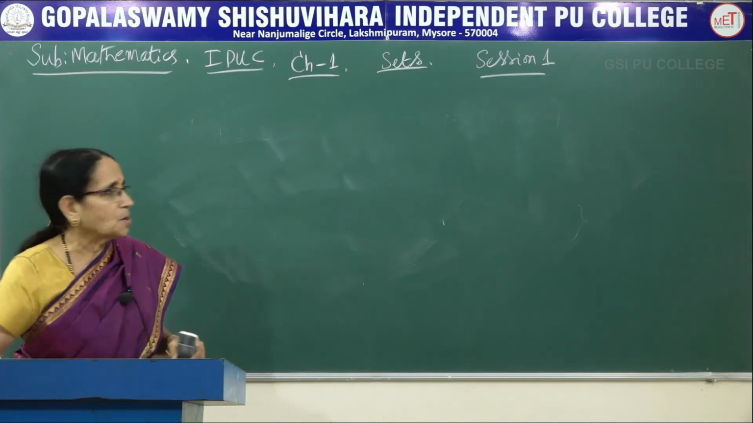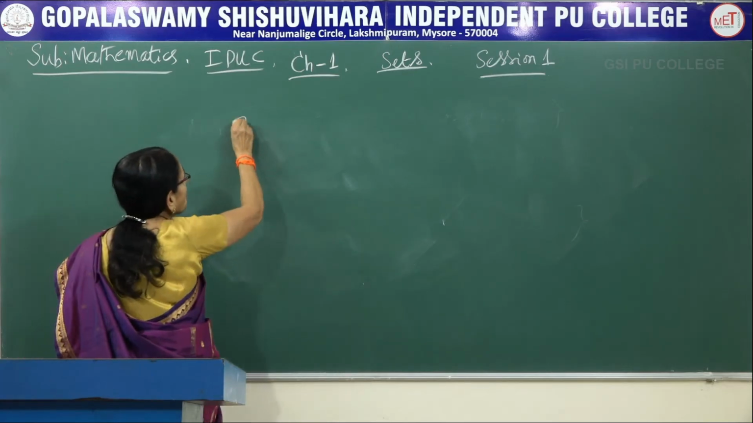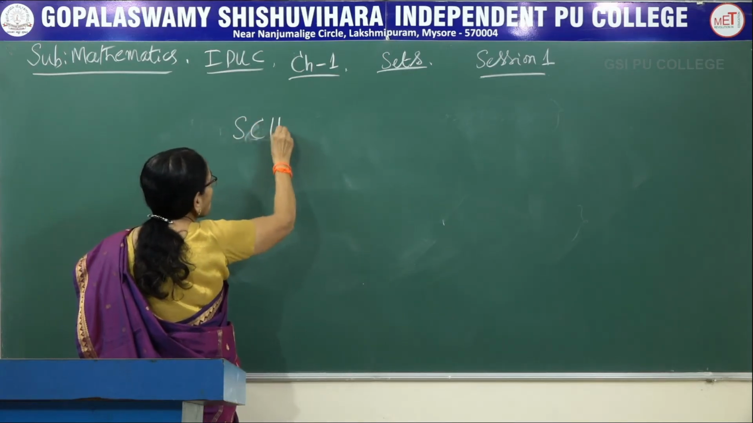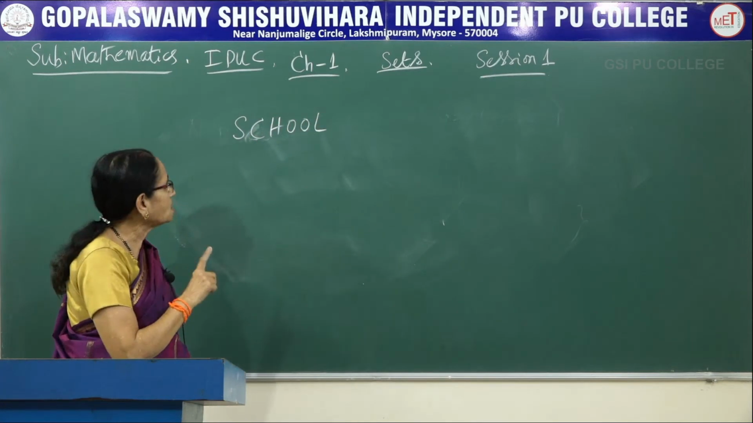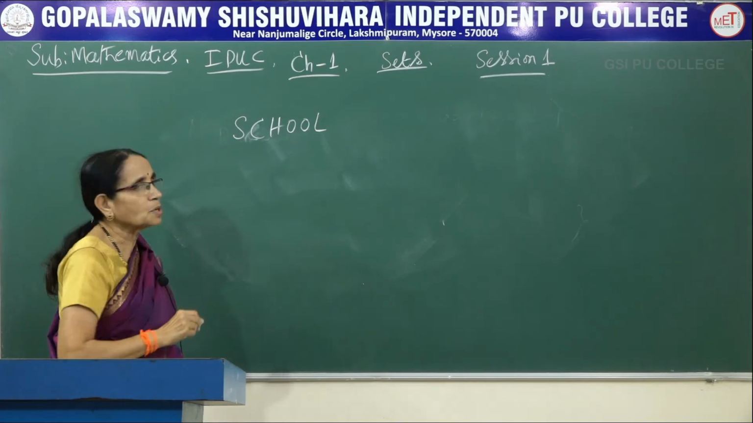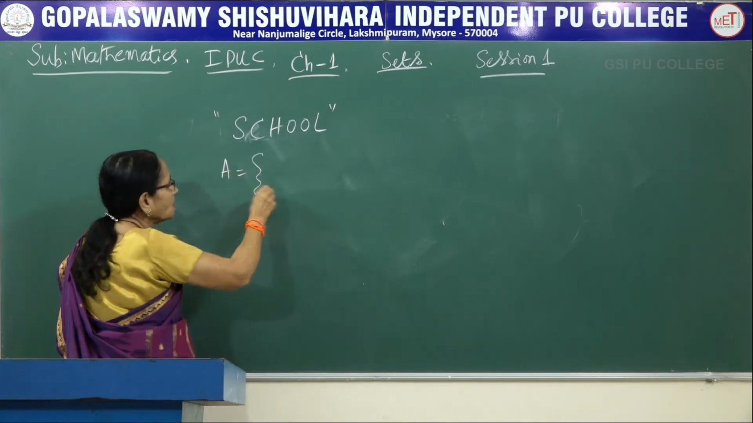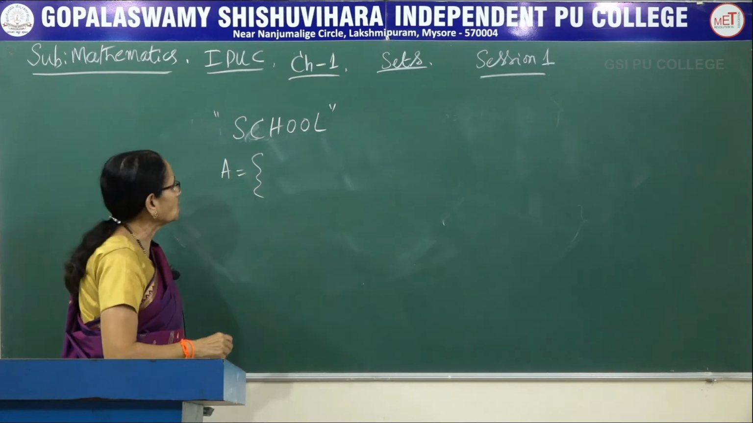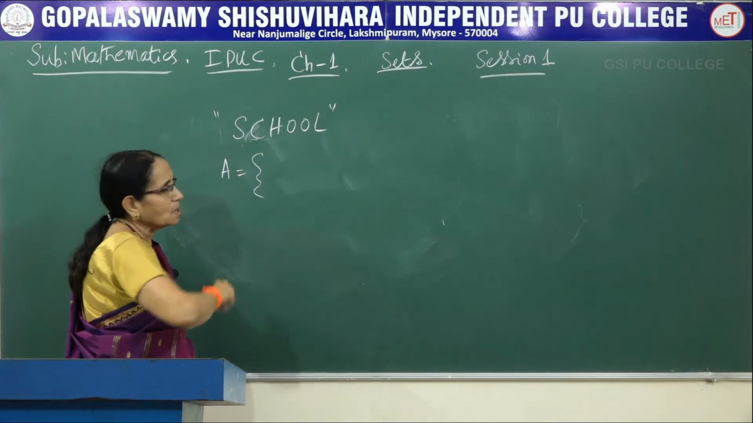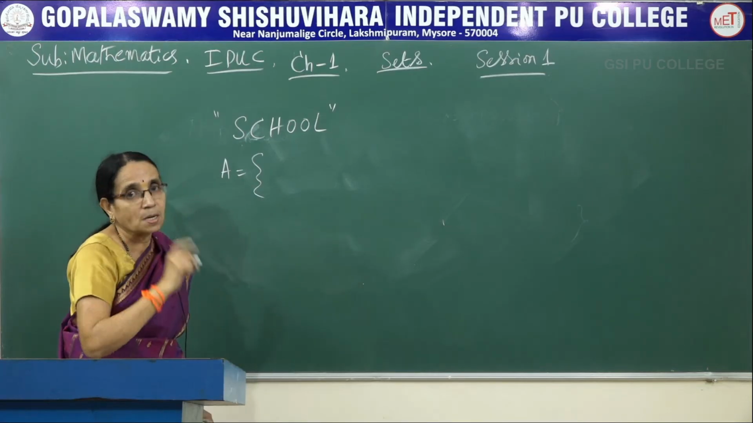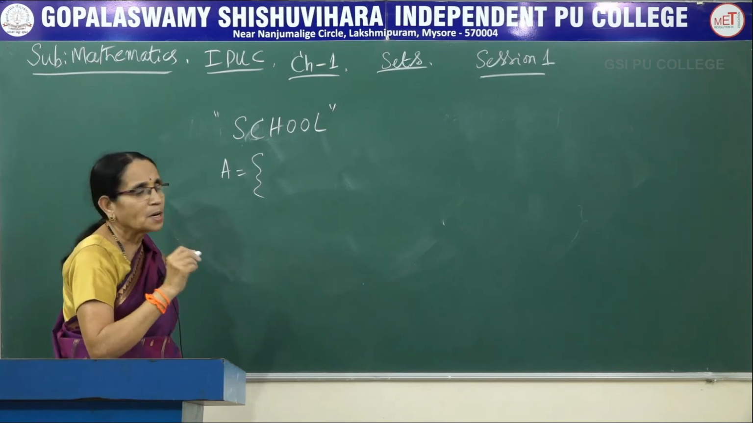Now I'll give some examples. Set of letters of the word school. I'll ask you like this: write the set containing the letters of the word school. So let me denote the set by A. Any letter you can use. Now, how many letters are there? 1, 2, 3, 4, 5, 6. Look here, the letter O is repeated. So when it is repeated, you need not write it 2 times. If you write only once, it is enough.